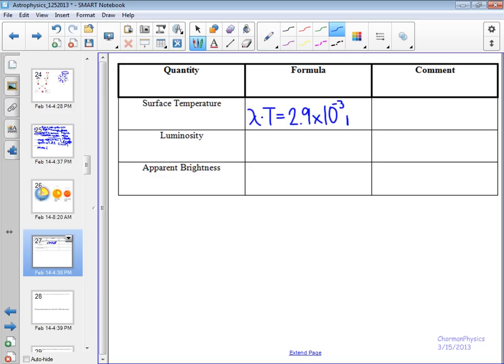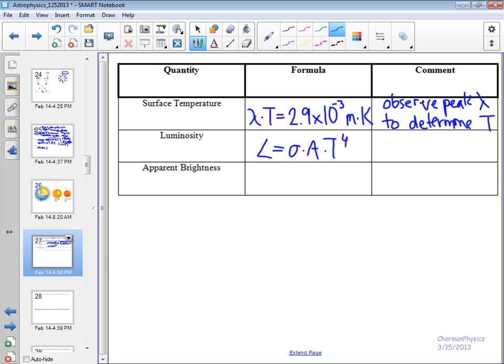But we're going to be using this equation a lot in this chapter to determine the surface temperature. The reason is that we can look at an emission spectra, determine the peak wavelength, and use Wien's law to tell us what the surface temperature is going to be. Okay, so that's the comment that you want to make right here. We observe the peak wavelength, and we use that to determine the surface temperature.